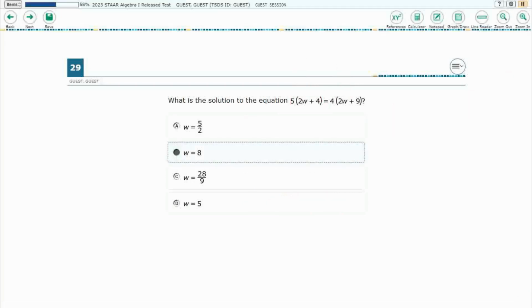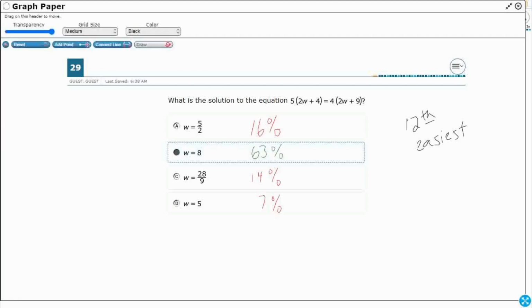Let's see how we did across the state of Texas. So this tended to the easier side. This is the 12th easiest. We see that 63% of our students got this correct. Now, why did some of our students get that 5 halves or that 28 over 9ths? That's just misapplication of the distributive property or basic computation errors. Here's what we should have done, right?